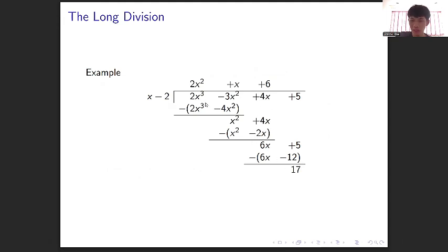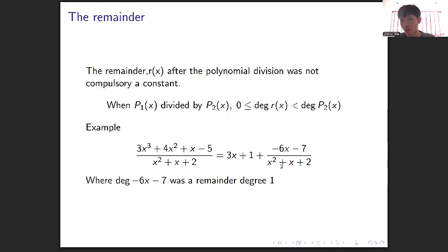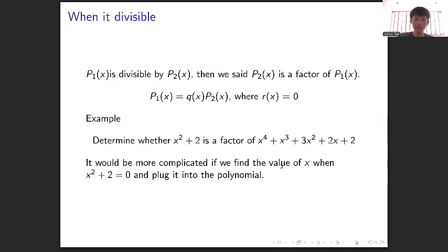We just do it step by step and find whether the remainder is 0 or not. If it's 0, then it's a factor. And if it's not 0, then there will be a remainder left over, which directly means that it's not a factor of it.